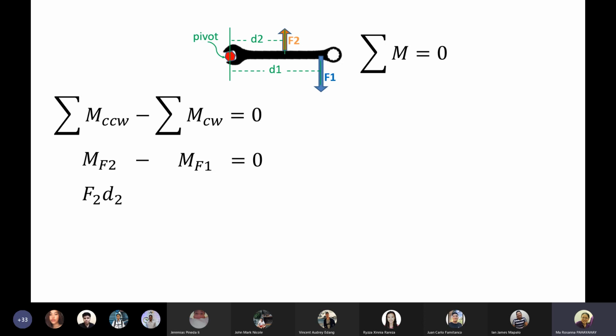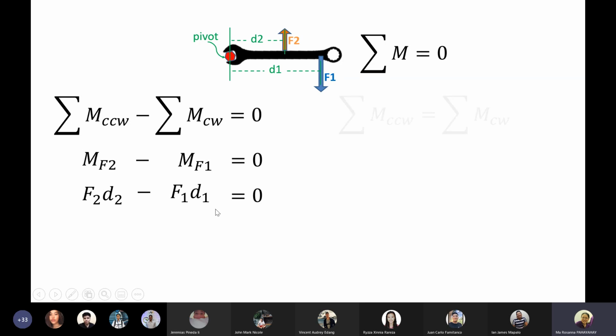Now, for the formula of our moment of force due to F2, it's just F2 times the lever arm or the moment arm 2. So this is a scalar solution. Okay? Scalar solution muna tayo. Now, for F2, that is F2 times D2 minus F1 D1 is equal to 0.